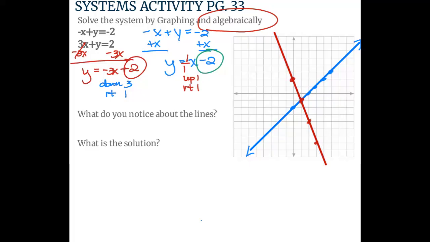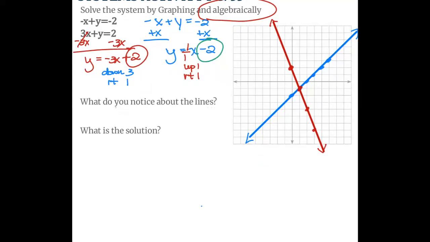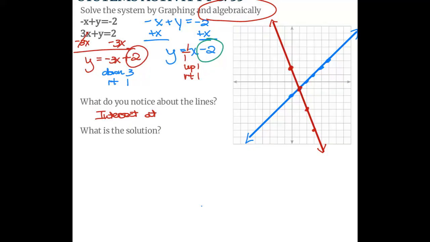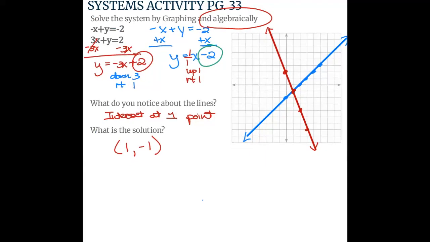All right. So those are my lines. What do we notice about these lines? They intersect at 1 point. And what is that point that they intersect at? 1, negative 1. Now, if we solve these algebraically, which hopefully you did, you will get the same thing. One solution. So when you have intersecting lines, you have one solution.